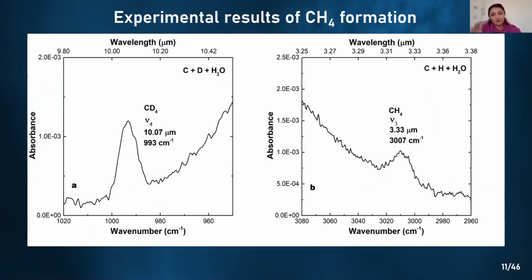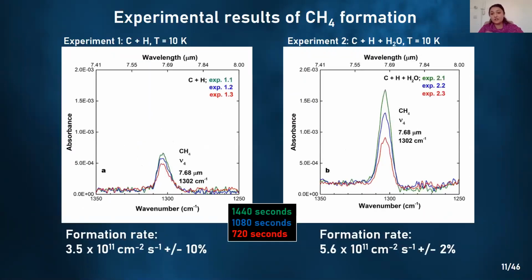And then for extra confirmation of methane formation, the left panel shows the isotopic shift of CD4 when D is substituted for H, and the right panel shows the presence of the weaker CH stretching mode of methane. So it's quite clear that in the water-rich ice experiment, more methane is actually formed. Under our experimental conditions, the rate of formation is about twice as high compared to the experiment without water.